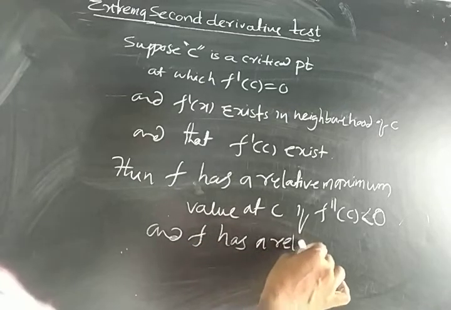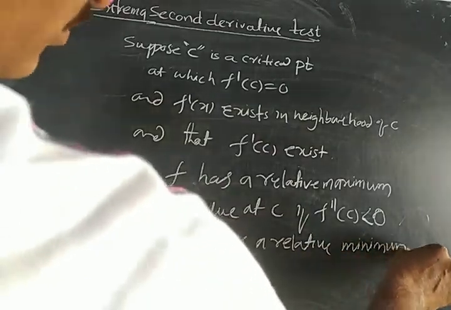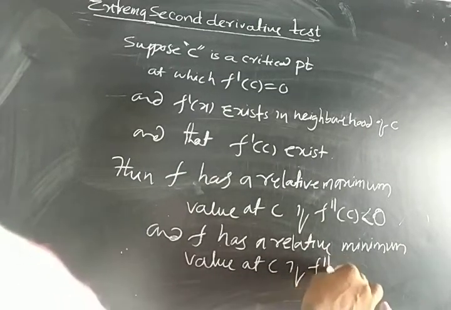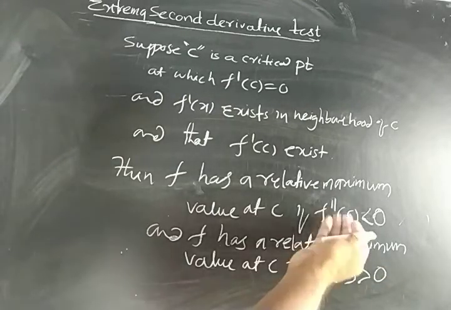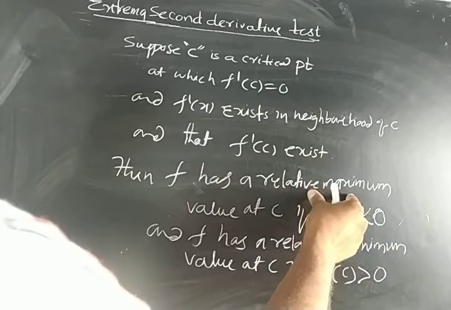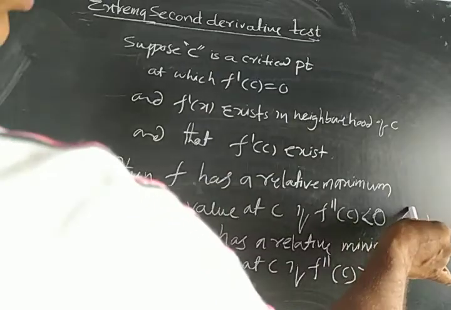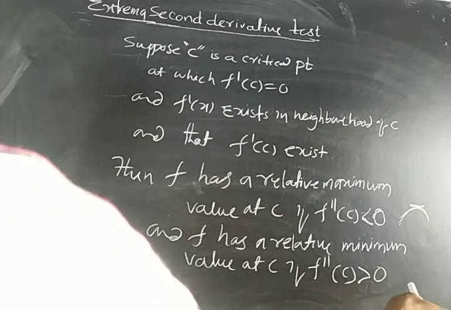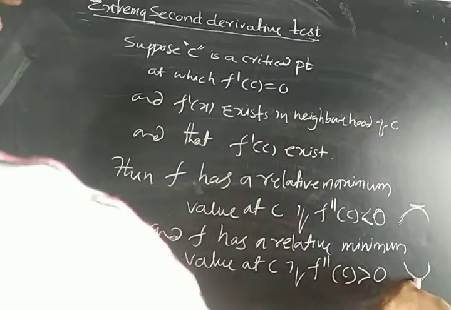And f has a relative minimum value at c if f double dash of c is greater than 0. So if f double dash of c is greater than 0, it has minimum value, less than 0, it has maximum value. Just remember that if the second derivative is less than 0, then it has maximum value, greater than 0, minimum value. Because here less than 0 means concavity downward, so the curve will be like this, so it obtains maximum value. Here f double dash of c greater than 0 means it obtains a minimum value. Why? Because here concavity upward, it obtains minimum value.